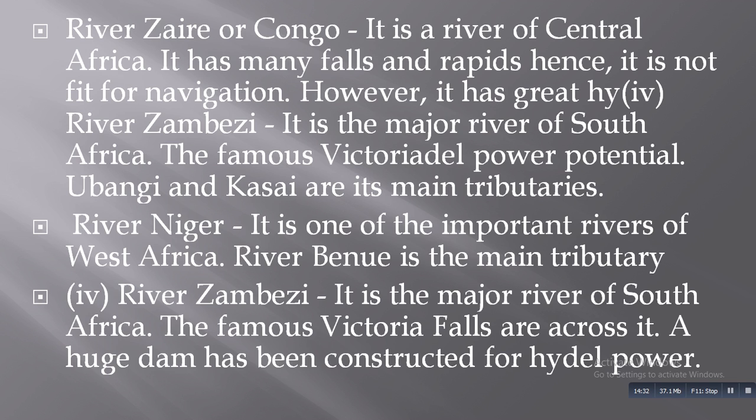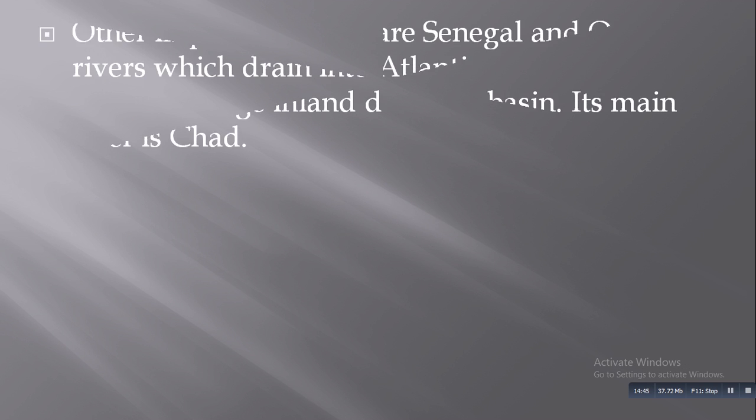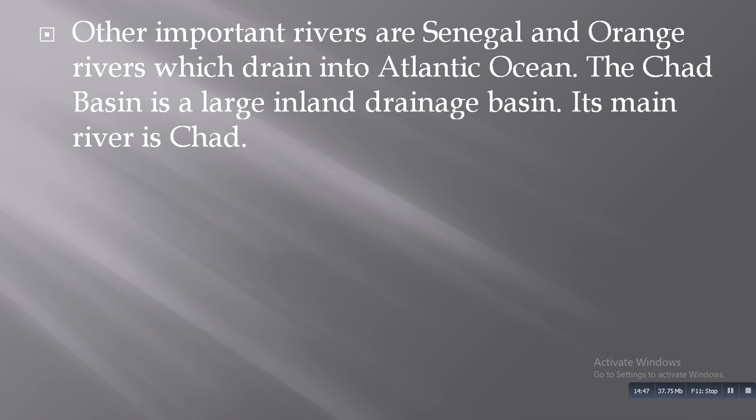Some other important rivers in Africa are the Senegal and Orange rivers, which drain into the Atlantic Ocean. The Chad Basin is a large inland drainage basin. The main river there is Chad. The Chad Basin is located near the river Chad. So other rivers are Senegal and Orange.